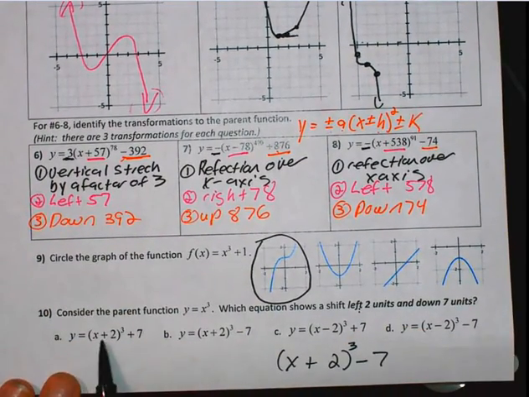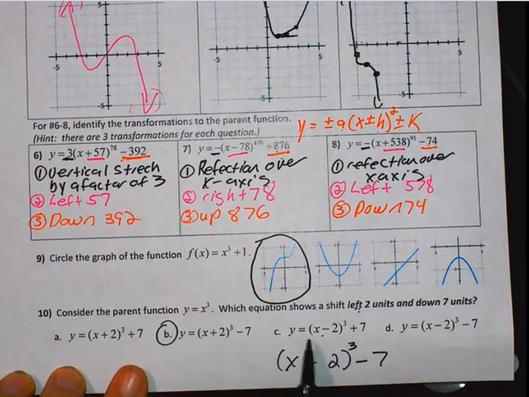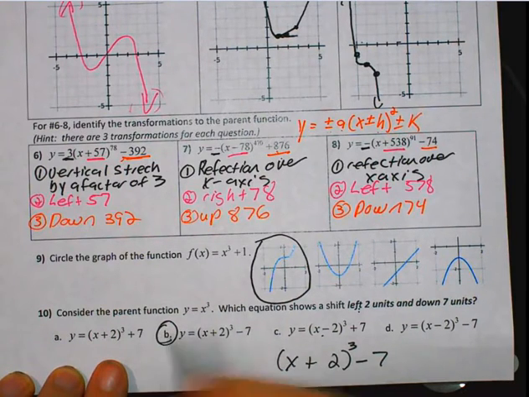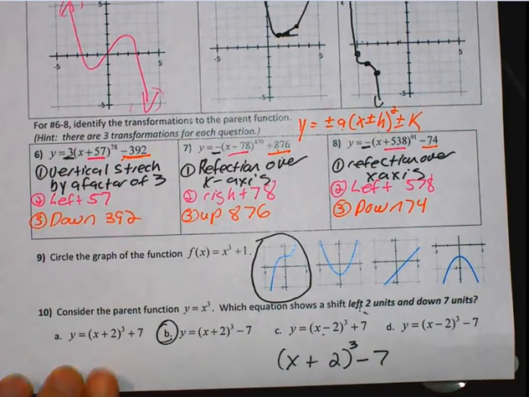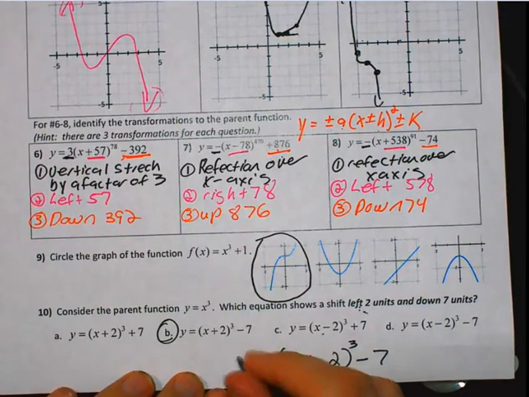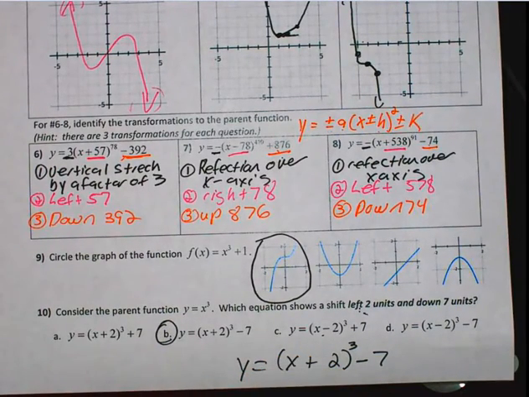So if we look here, that's to the right and up, that's to the right and down, that's to the left and down. That's the one we want. This one right here is to the right and up, and this one right here is to the right and down. So this is the one that we want. We want to the left 2 units and down 7 units.